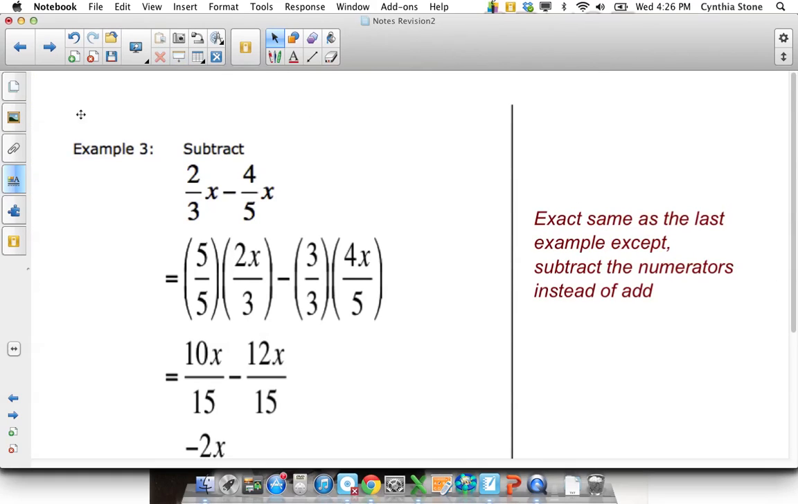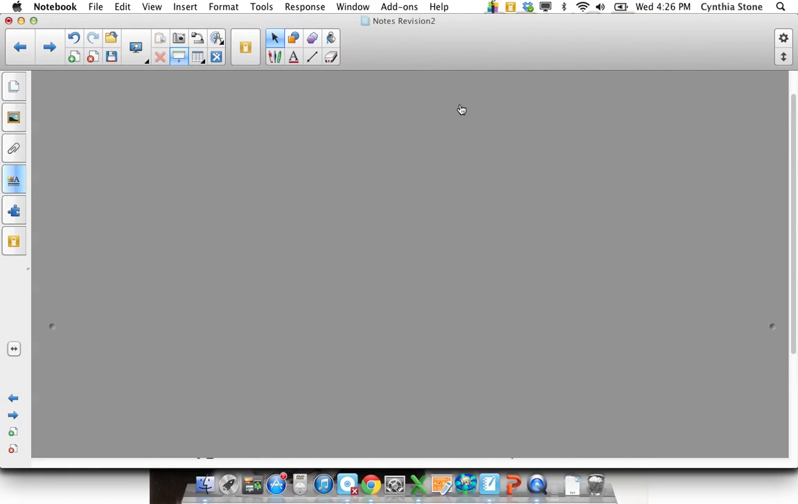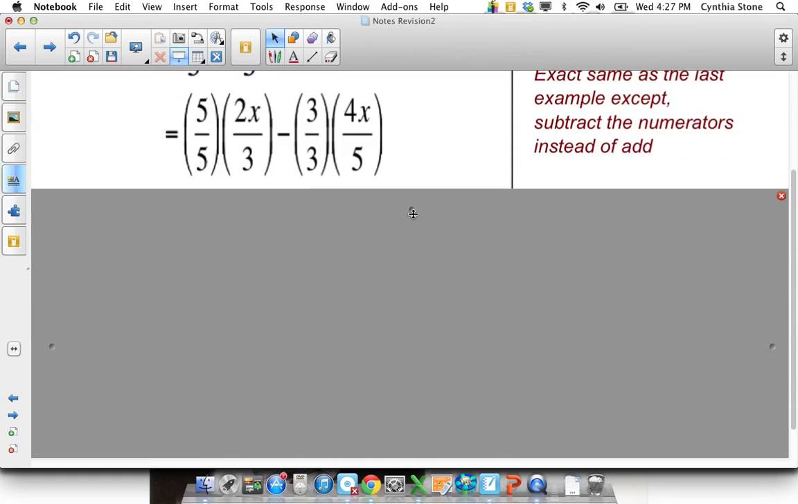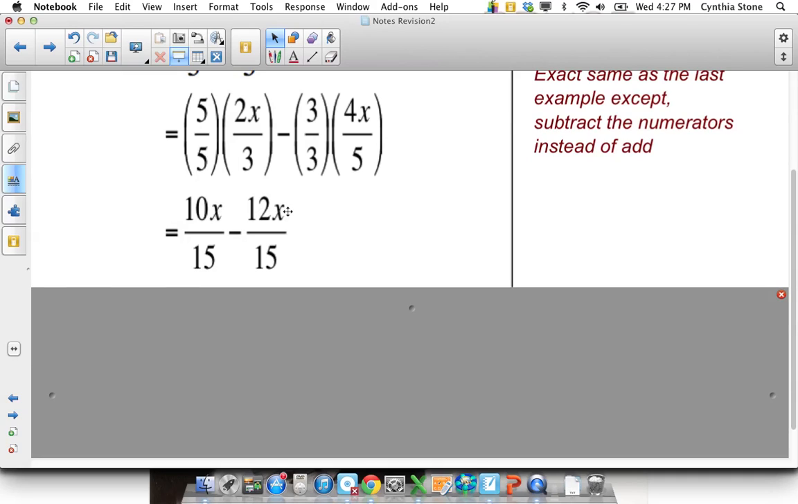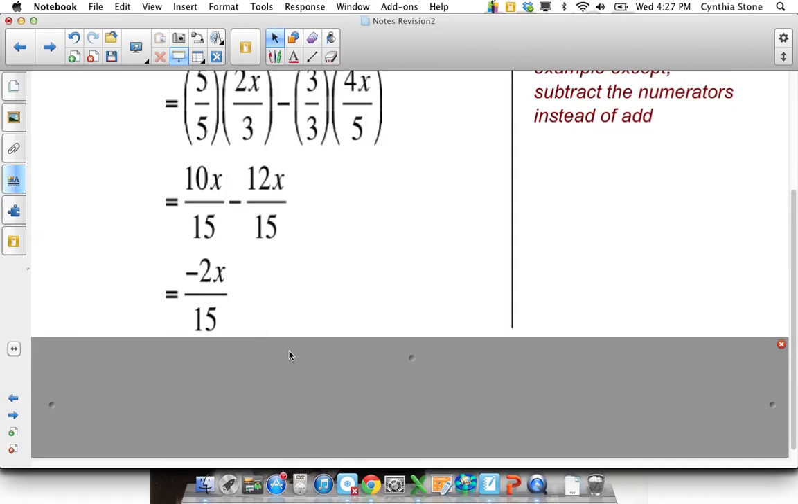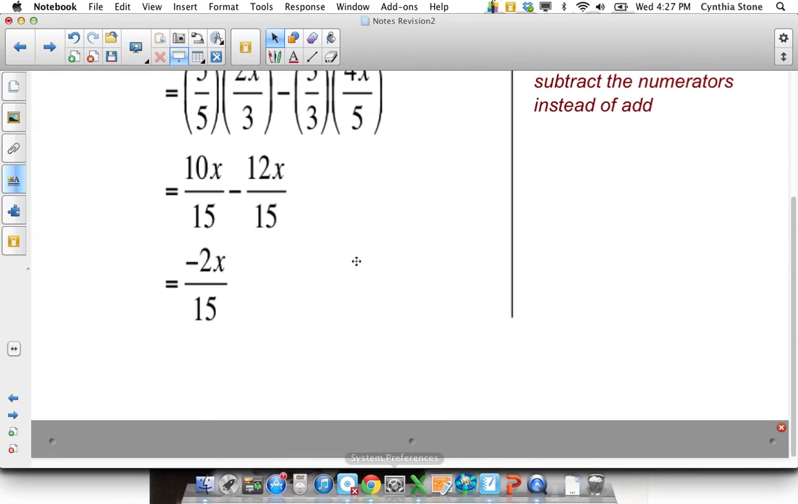Subtracting, same idea. Exactly the same idea, actually. Find a common denominator, right? Same thing, I'm going to multiply this side by 5, this side by 3, so I get 15 on the bottom. Now I've got 10x minus 12x, that's the difference, it becomes minus 2x over 15. And you can just leave it like that, or you could put the minus sign right here, it doesn't really matter where it is. Okay, exact same.